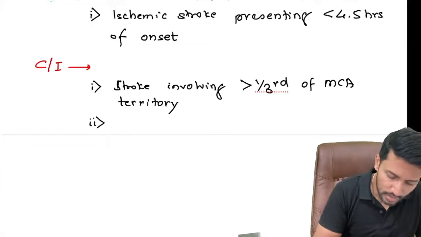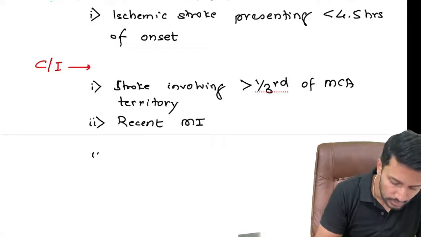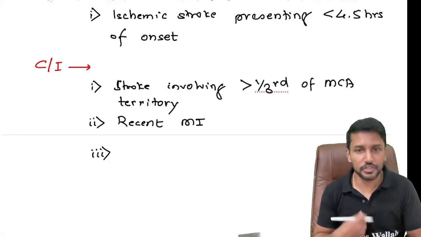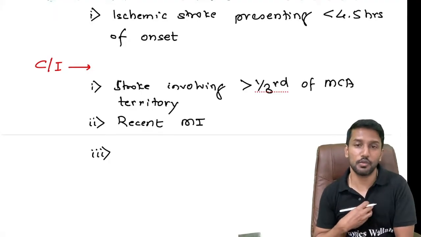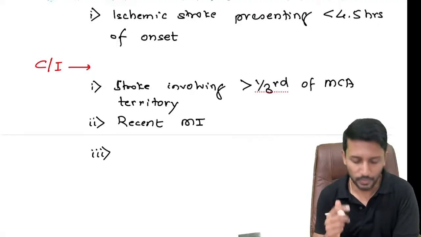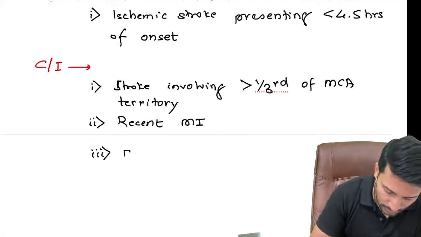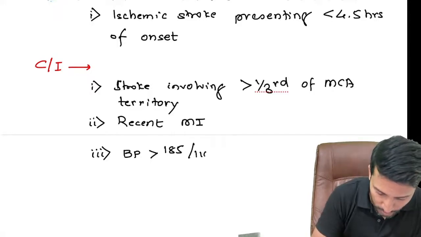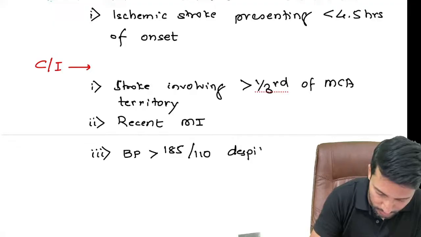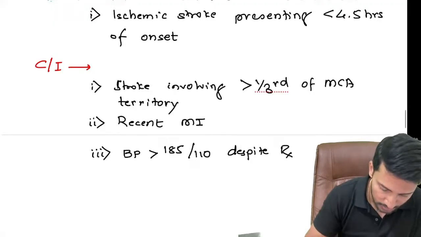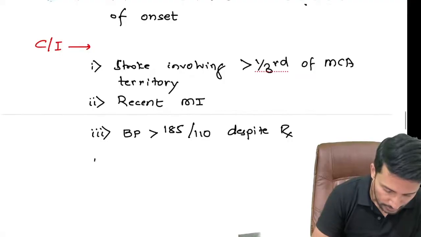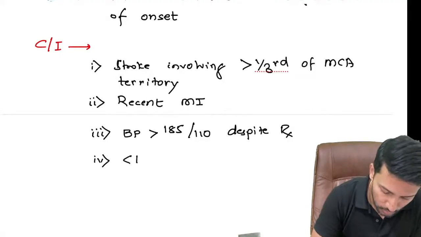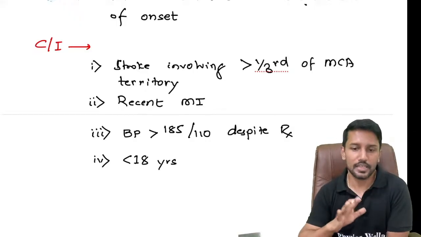Second, there is contraindication if there is a recent myocardial infarction. Again, the reason is that wherever you have myocardial infarction, there's a possibility of hemorrhage into that infarcted area. Then third, if the BP of the patient is more than 185 by 110 despite treatment, it is contraindicated. Then fourth, it is contraindicated in anyone who is less than 18 years of age.